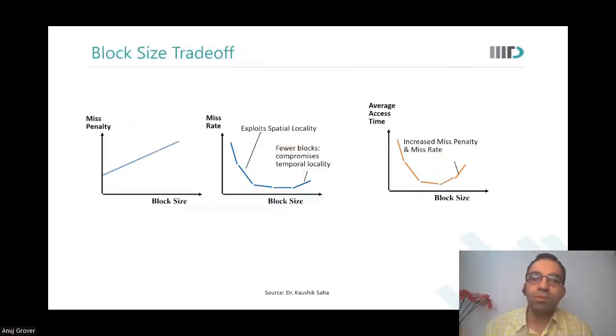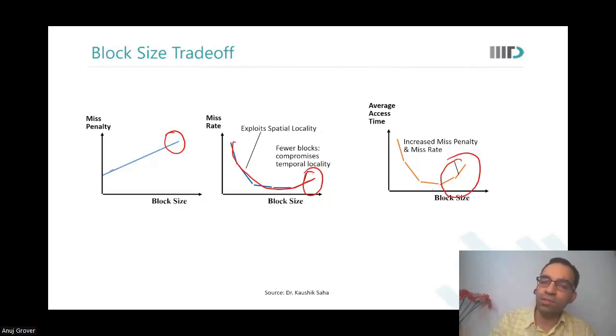So this is another view: as the block size increases, the miss penalty increases. The miss rate initially fell, but then increased. And consequently, because the miss penalty was increasing, and because miss rate was also increasing, the overall average access time becomes very sensitive to the block size. So in this particular example, this could be an average block size that you may want to keep.